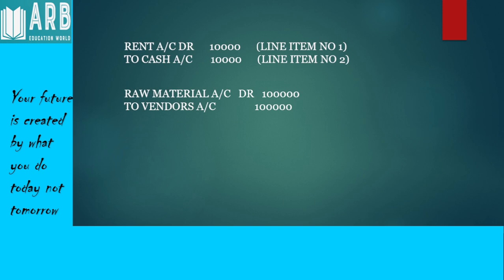See the example. Rent account to cash account. Rent account is one line item. Cash account is another line item. We can maintain information in 75 fields for every line item. So for the debit line item and credit line item, we can maintain the information in 150 fields in total, but not all fields are required by all the accounts.